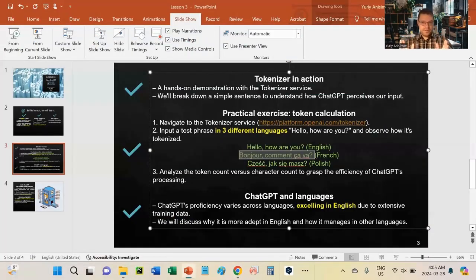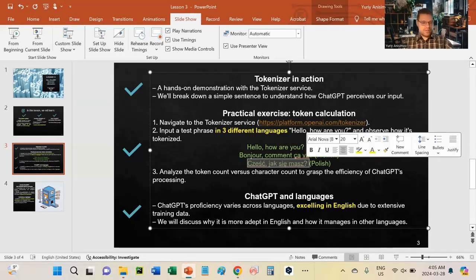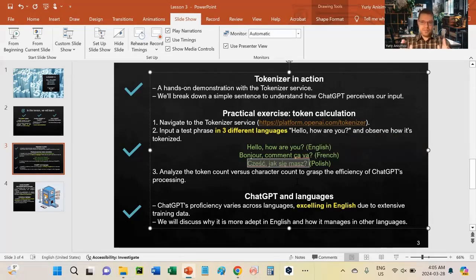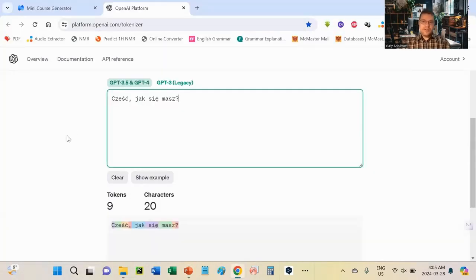I will take a quite different language. The next language is Polish, which is a different group of languages. Let's see how ChatGPT thinks in this language. "Cześć, jak się masz" means hello, how are you in Polish. And here we see a bit different picture. Now it takes 9 tokens, meaning that in Polish ChatGPT does not necessarily think in whole words, but some words it breaks down into just single symbols. And here in color we can see how it breaks it down.